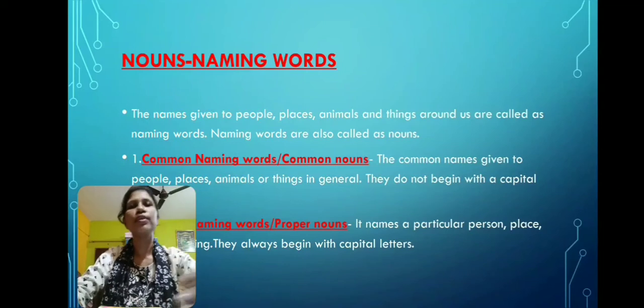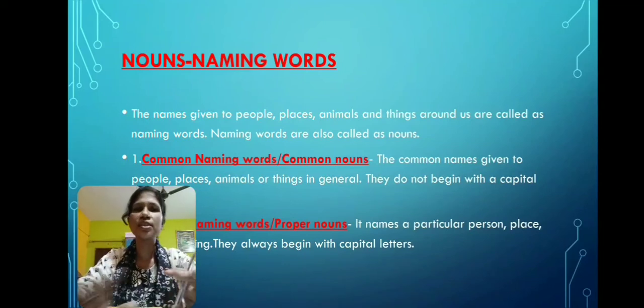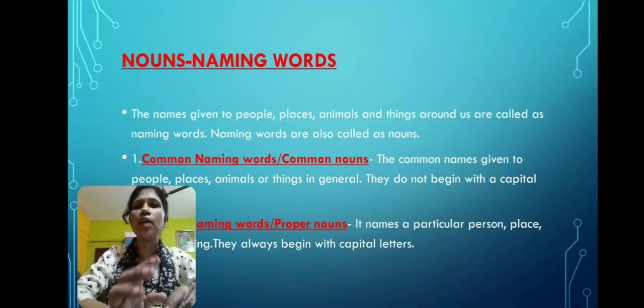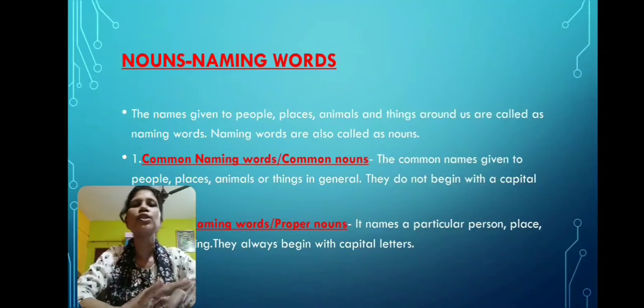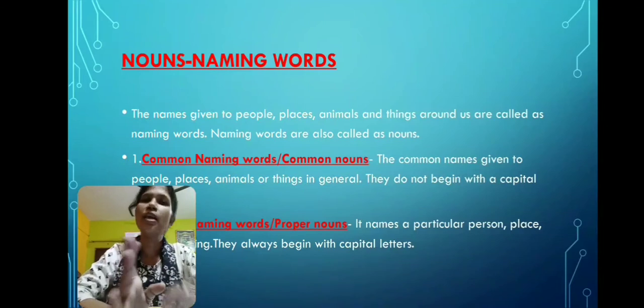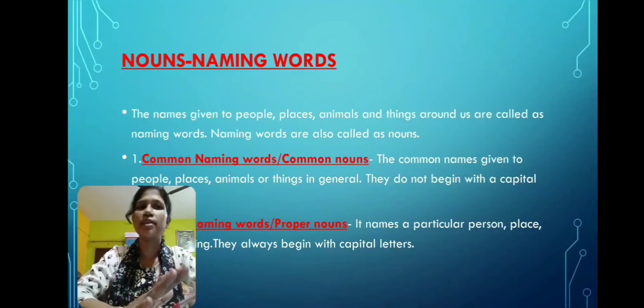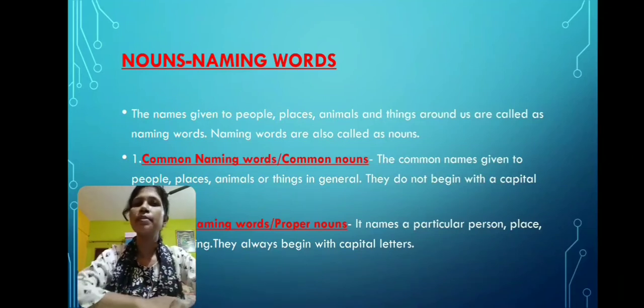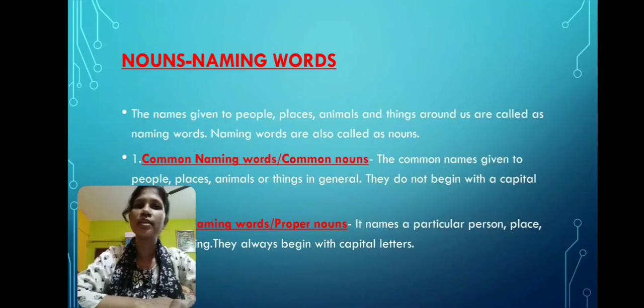Dear students, you already know about all these things. It is just a revision of all the things that we have finished. So first it is the noun, that is also called the naming words. The names given to any people, place, animal or things around us are called naming words. Now further, naming words are divided into common nouns and proper nouns. Number one, common naming words, that are also called the common nouns.